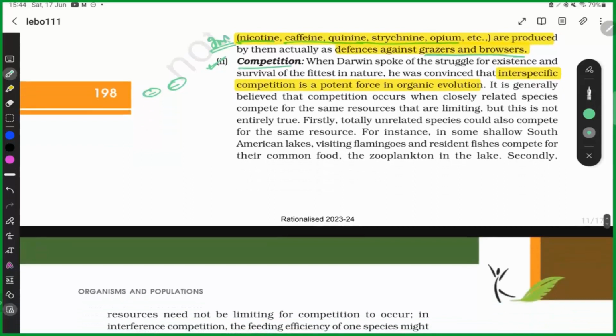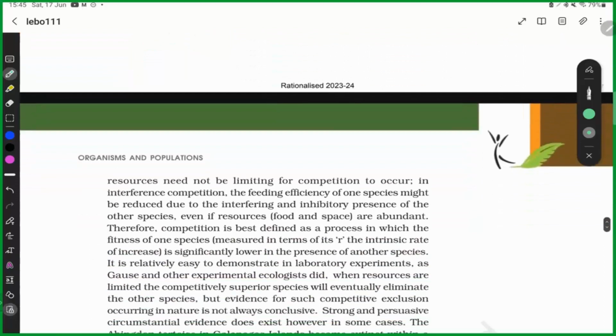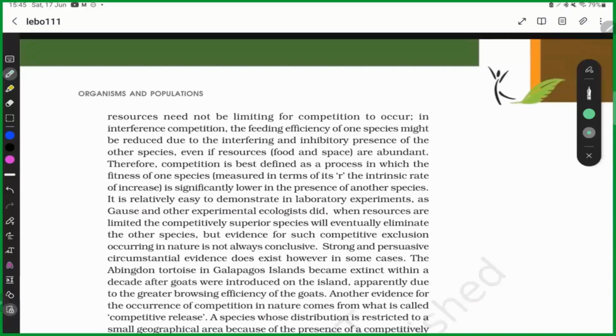Why is this not entirely true? First example. Totally unrelated species can also compete with each other for the same resources. So this is interspecific competition. In South American lakes, flamingos and resident fishes compete for a common food. What is the common food? Zooplankton. Secondly, resources need not be limiting for competition.